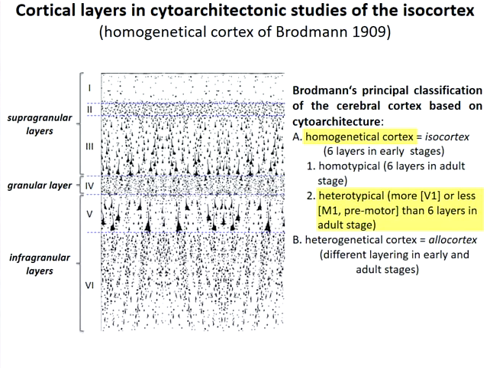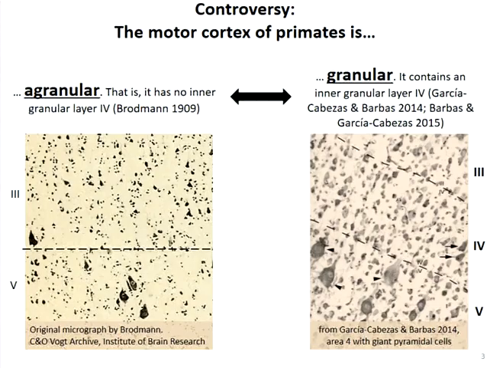Okay, well, it's well accepted that the isocortex is composed of 6 layers, and this is what Brodmann classified as homogenetical cortex, as opposed to his heterogenetical cortex, which we nowadays know as the allocortex. Now, controversy concerning the number of layers you can identify within the primary motor cortex has recently been rekindled. Brodmann considered this area to have only 5 layers in the adult primate brain, and thus described it as being a granular cortex.